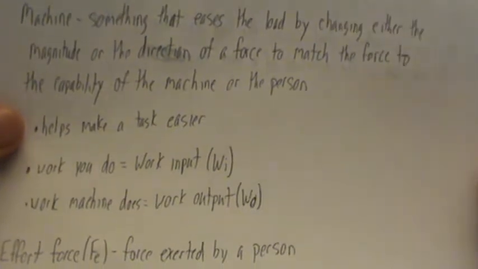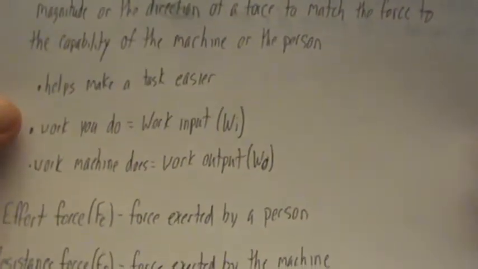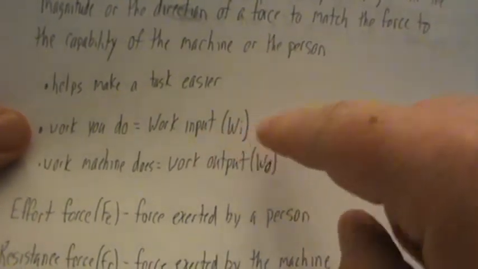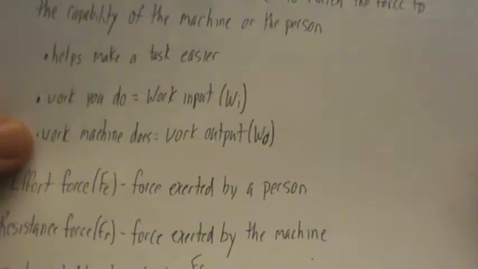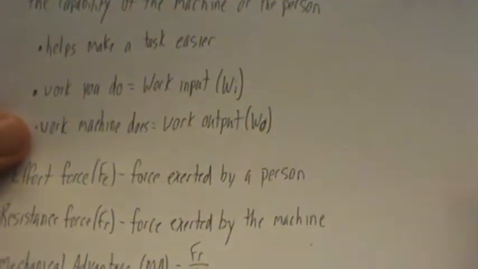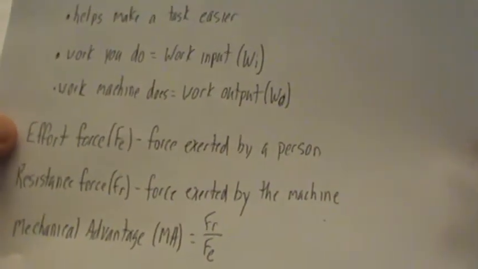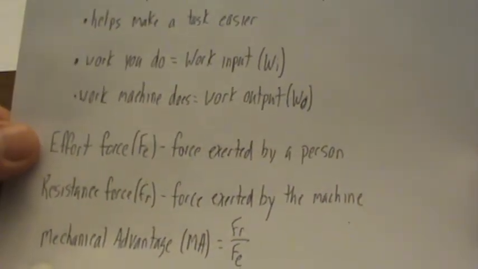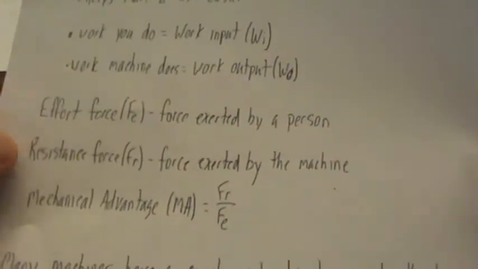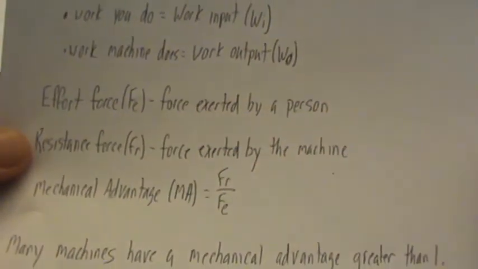Well, since we're talking about work using machines, we have two different types of work. We have the work that you do, which is considered to be the work input, or WI, and the work the machine does, which is the work output, represented as WO. Now, as also with work, we have two different forces. We have the effort force, FE, the force exerted by a person, and the resistance force, FR, which is the force exerted by the machine.